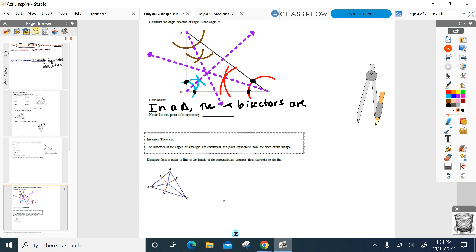What do I say with intersect at a point? Concurrent. Perfect. They are concurrent. Where are they concurrent? At this point that I got a new name for. We had circumcenter on Thursday, where the perpendicular bisectors meet. Where the angle bisectors meet is the incenter.